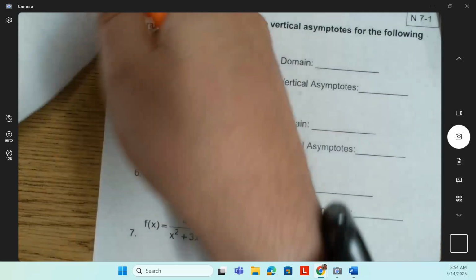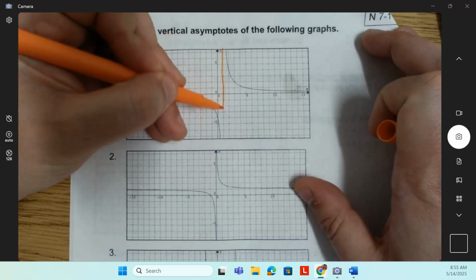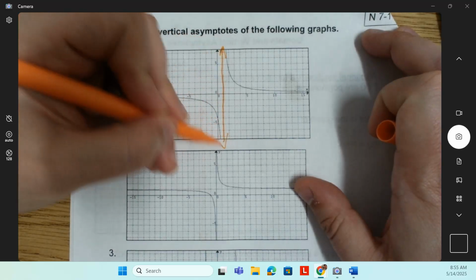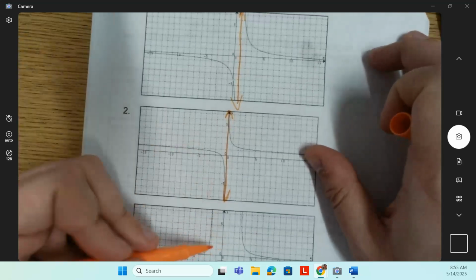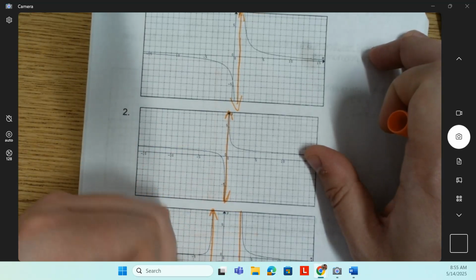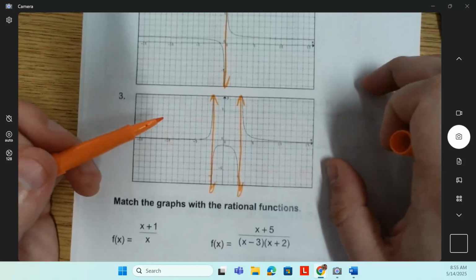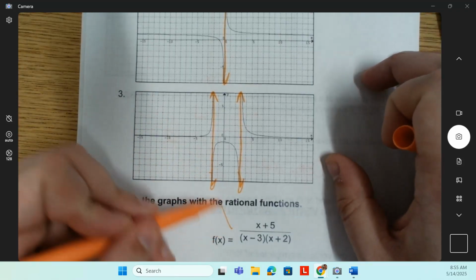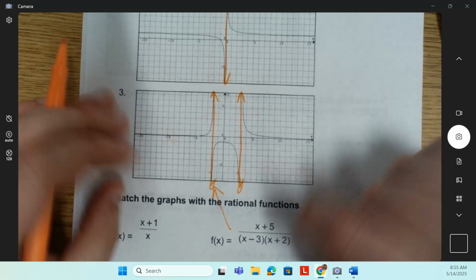And what we're looking for with vertical asymptotes is anywhere you have a vertical line going through, that's going to be your asymptote. And you can also have more than one. So if I've got a point there and there, you're actually going to have two. And we notice that's at negative 2 and positive 3. So this matches up with that middle graph. And we could match up the other ones pretty easily, just looking at where the asymptotes would be.